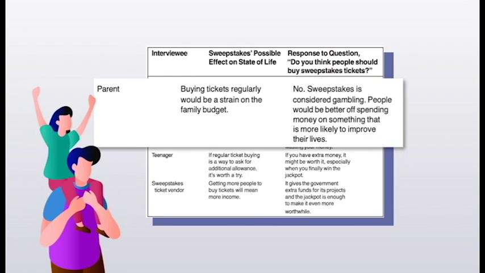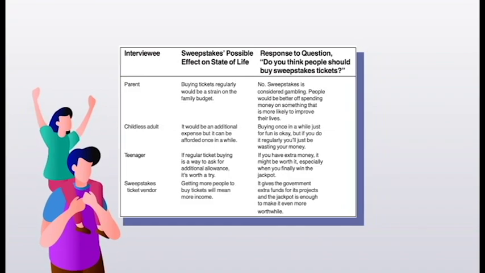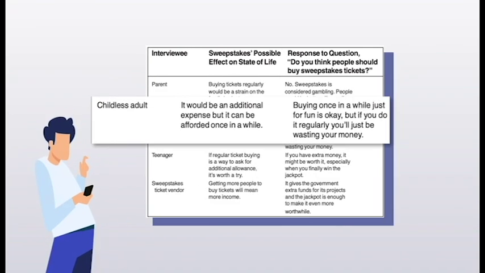The parent is very much concerned with saving money so he could provide for the needs of his family. So he mentioned only the bad consequences of buying sweepstakes tickets. The childless adult does not have the extra responsibilities a parent has. So for him, it is okay to spend for sweepstakes tickets, but only once in a while. Being a level-headed adult, he believes that buying tickets regularly is impractical.